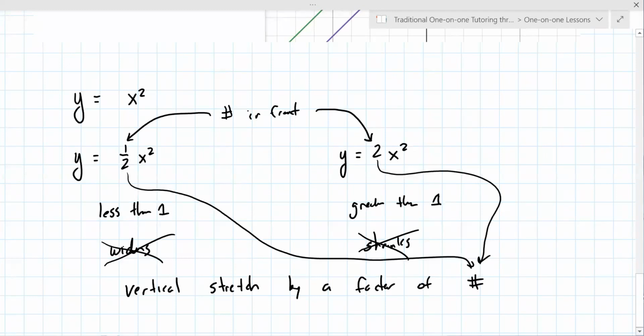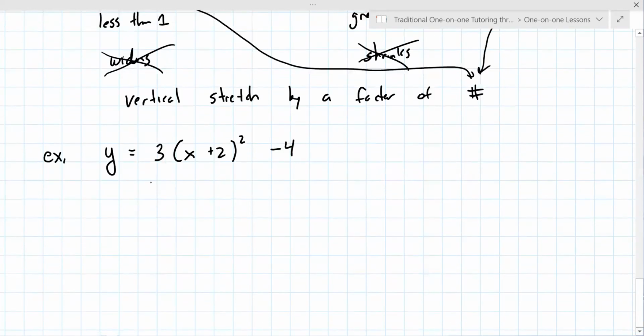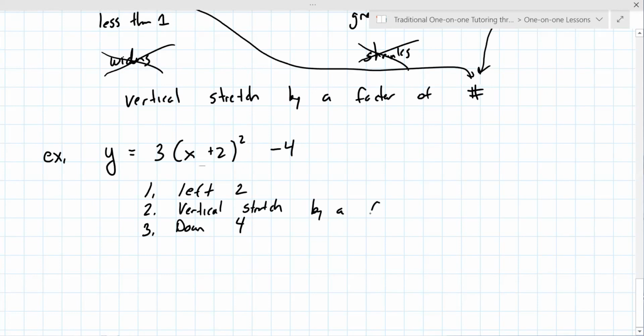Okay. So let me incorporate that into an example here, and we're going to work through this together. y equals (3x plus 2) squared minus 4. This one has 3 transformations. The first one's inside here. It's left 2 units. This one is the last one. That's down 4. This 3 is a vertical stretch by a factor of 3. Okay.